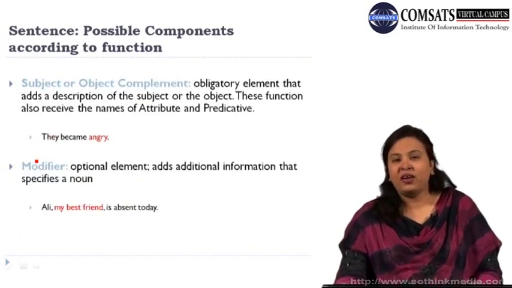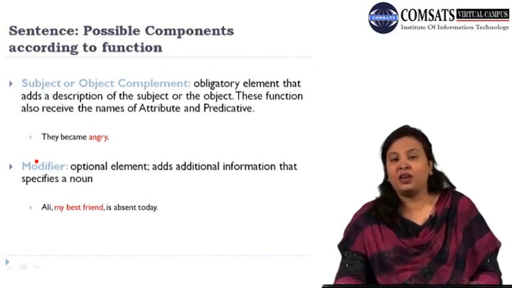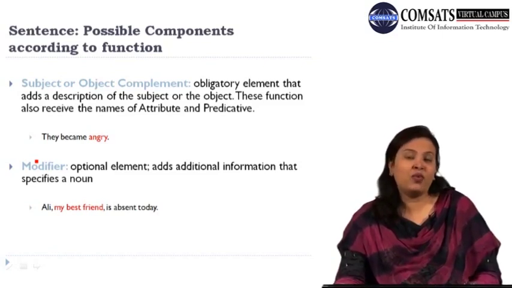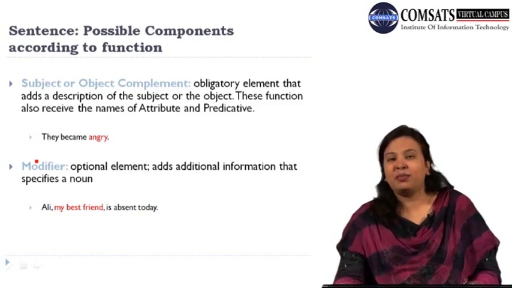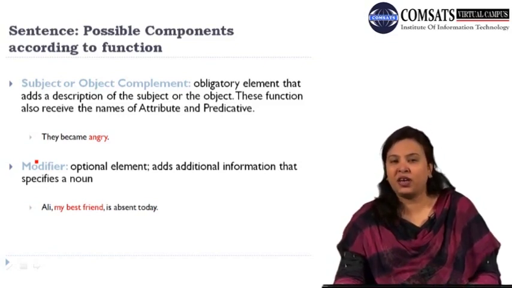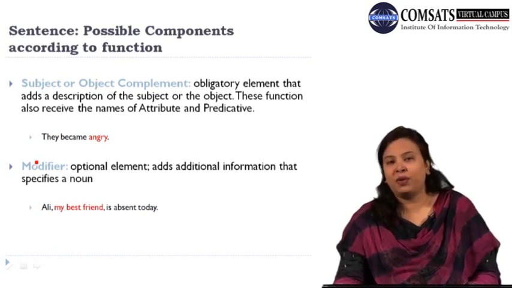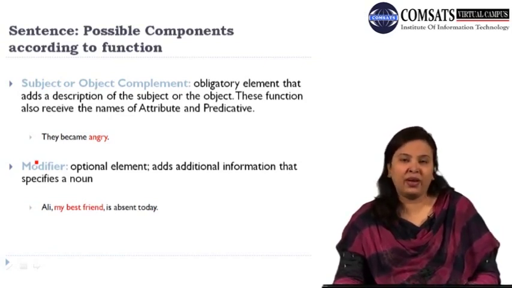Now the next important functional place in sentences is occupied by the subject or object complement. They are also obligatory elements, but what do they do? What do I mean by object and subject complements? I mean something that adds a description, whether it is the description of a subject or of an object. If there is additional information with subject and object, then that is known as subject or object complement. If it is with the subject, subject complement. If it is with the object, then it is object complement.